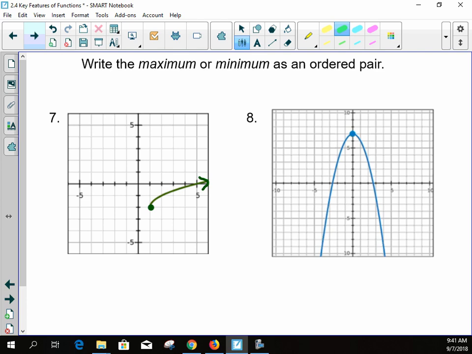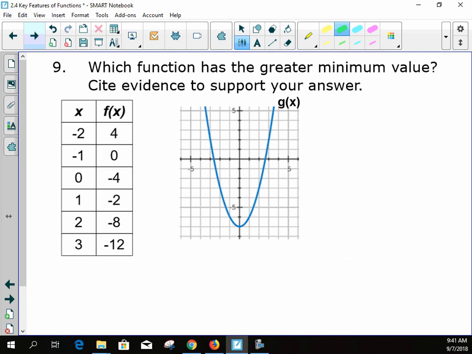Okay, you guys should be able to do these. All right? All right. See, here we go. Which function, f of x or g of x, has a greater minimum? Well, g of x, my minimum is right here. It is 0, -7. That's a pretty low minimum.